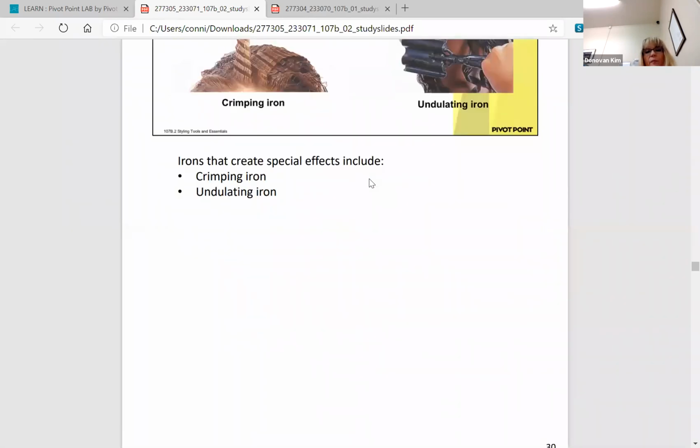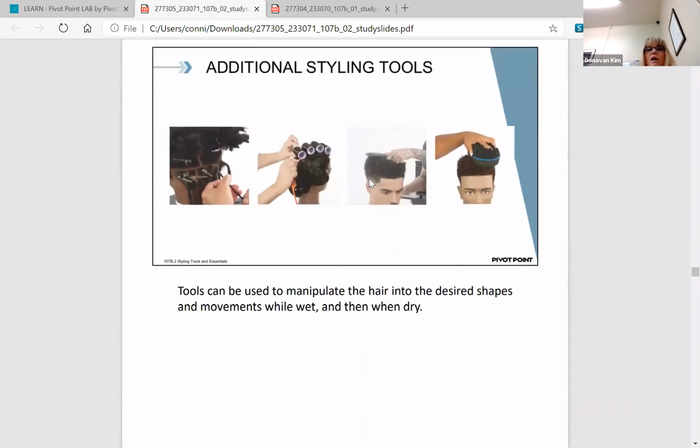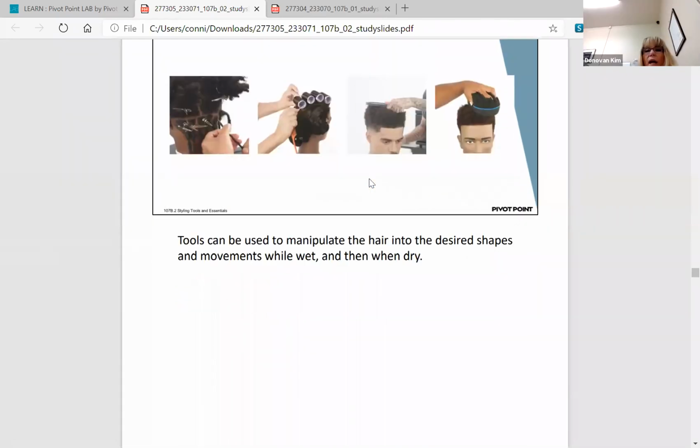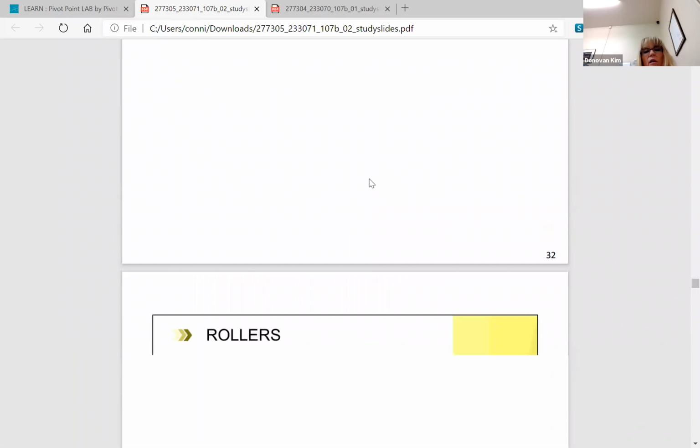Okay, for thermal, some of the other things that could be used are hands or fingers, right? We're going to encourage the direction or movement of hair. We could use them to lock, coil, or twist. Heat generated from the hands could be used to smooth the surface of dry hair. Hey, that flat one that looks like a little tennis racket, that one's way better than the sponge. It's called a racket comb. We'll get to that in just a second.